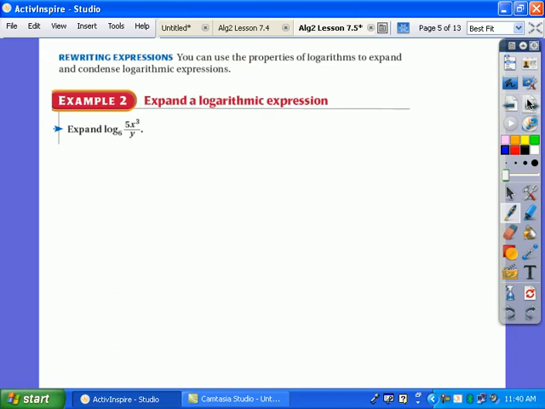So, I have log base 6 of 5 times x cubed all over y. This is going to be log base 6 of 5 plus log base 6 of x cubed minus log base 6 of y. And my goal is to expand this and to simplify it as much as I can.